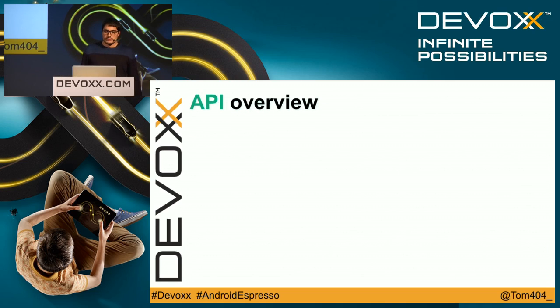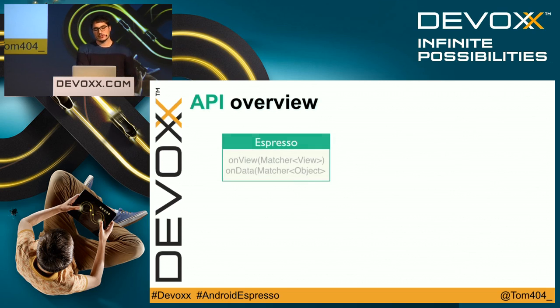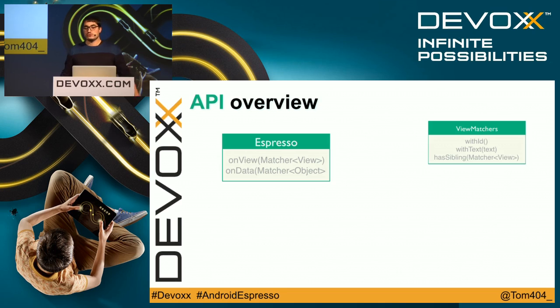So let's move on to the API of Espresso. Espresso has a main class, which is Espresso, and this class has two methods. The onView, to interact with basic views, like text view, button, image view. And to find a view, you can use view matchers. View matchers are Hamcrest matchers, but Android specific. So you can find a view with ID, with text, and the funny one is as sibling to find a view next to another one.